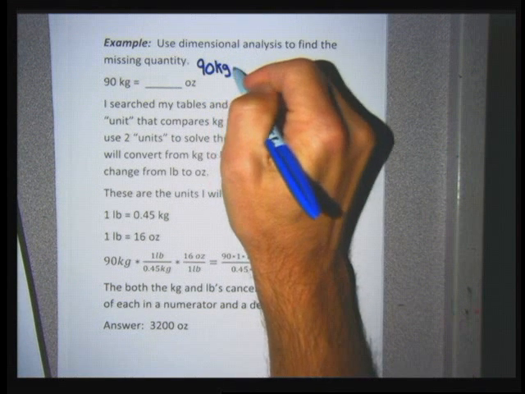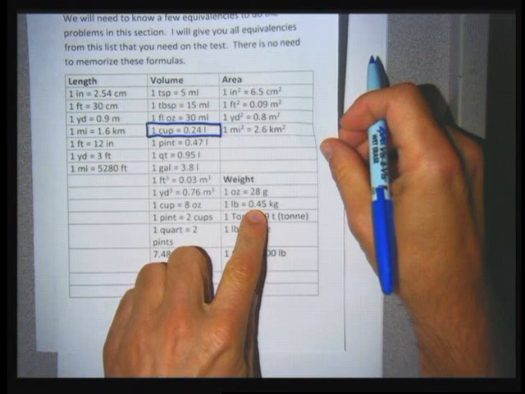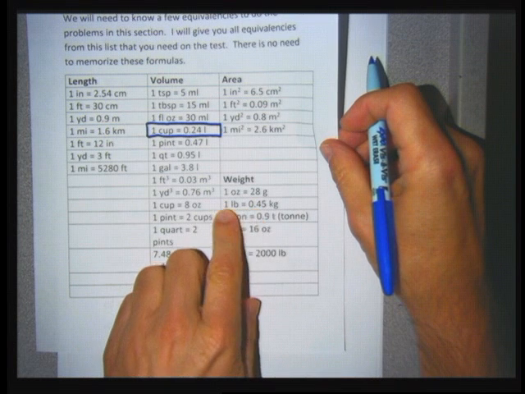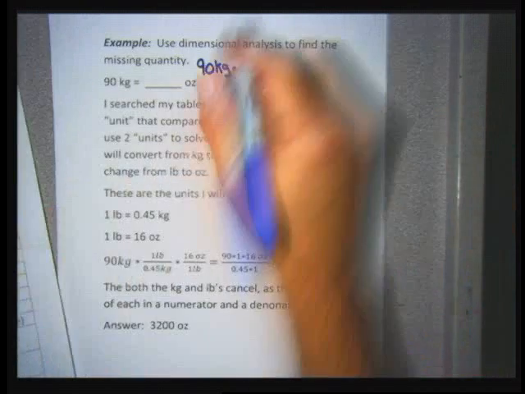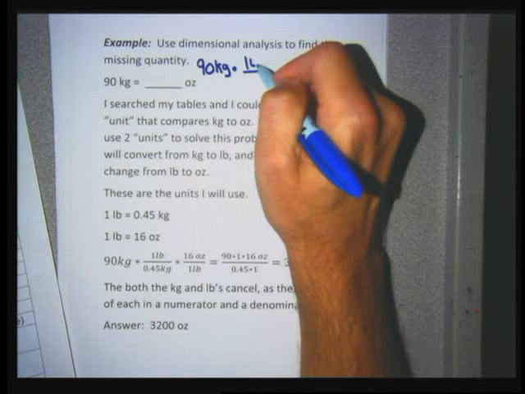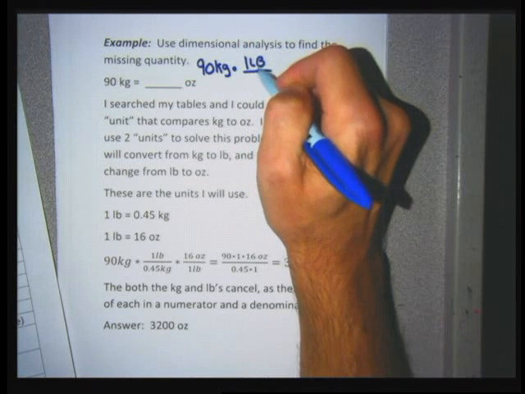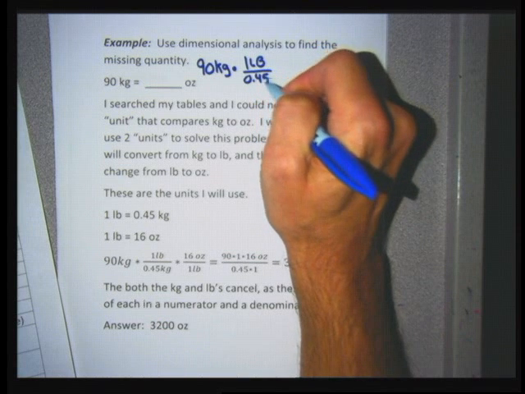I need to get rid of the kilograms, and the only relationship I have that has kilograms is this one, so I'm stuck using this one. So I'm going to want to end up with pounds, and I want to get rid of kilograms. Since I want to get rid of kilograms, that's going to go in the denominator, and the other part of the relationship is going to go in the numerator. So I'm going to get 1 pound is 0.45 kilograms.